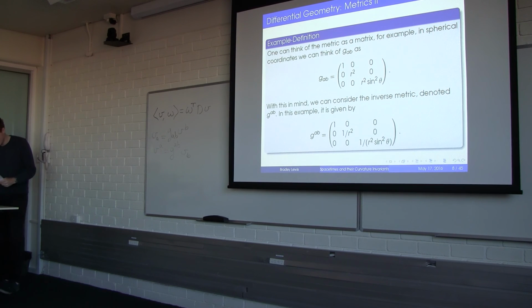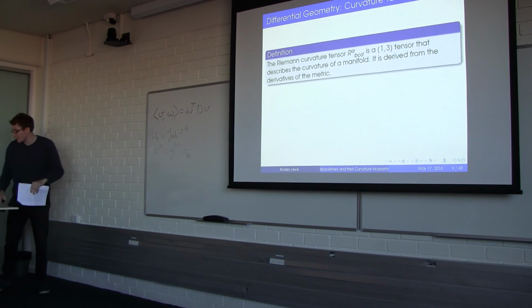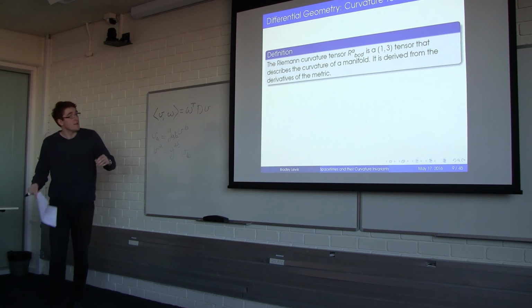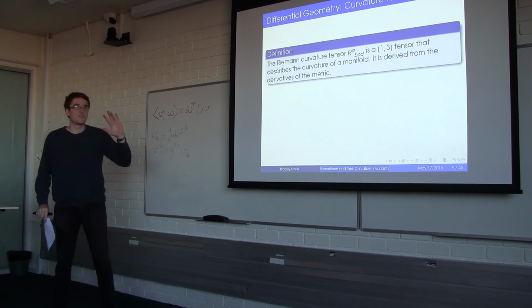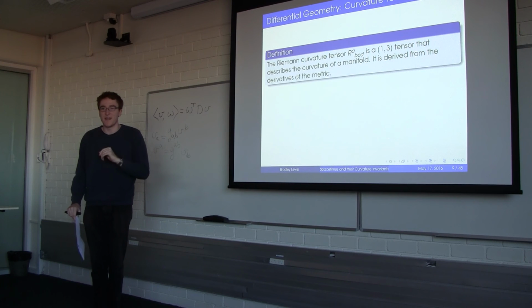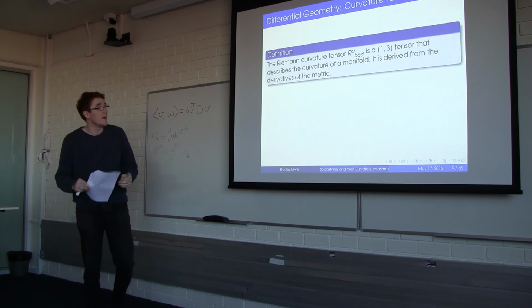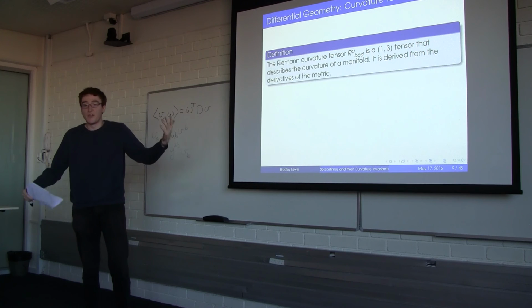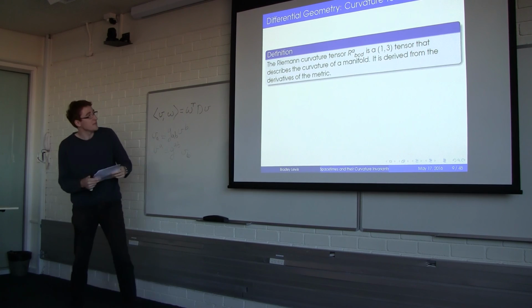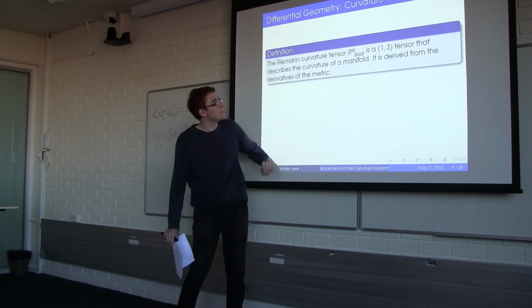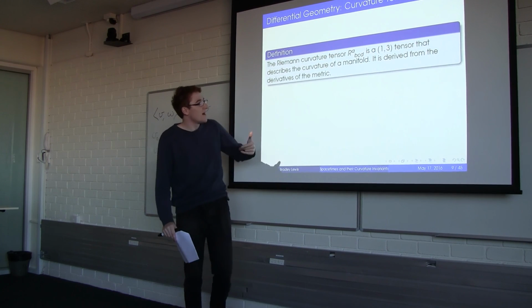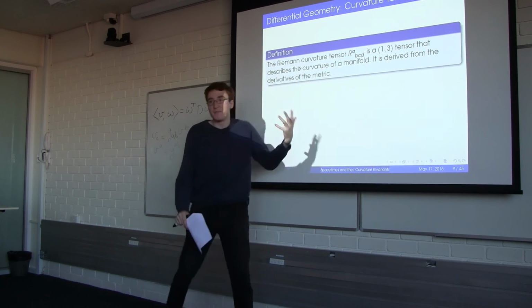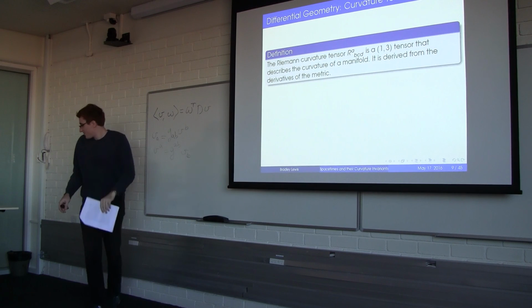Okay, so I think that's enough about metrics for now. Now we're going to define how we describe curvature on a manifold. These are going to be generalizations of the Gaussian curvature that you have on a surface. We want to find a way to describe the curvature, and one of the ways we do that is with what's called the Riemann curvature tensor. It has 4 indices, and it's basically derived from the derivatives of the metric.